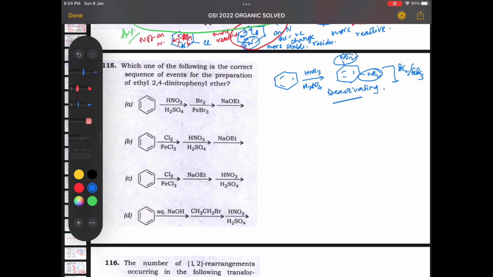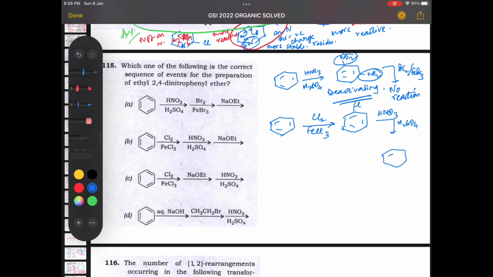So now the ring has already been deactivated a lot with the 2 nitro groups present. Hence, no reaction takes place. No further reaction takes place in this part of the question. So let us see the next question. So first chlorination is done. So then the chlorine group is substituted in the benzene, electrophilic aromatic substitution.